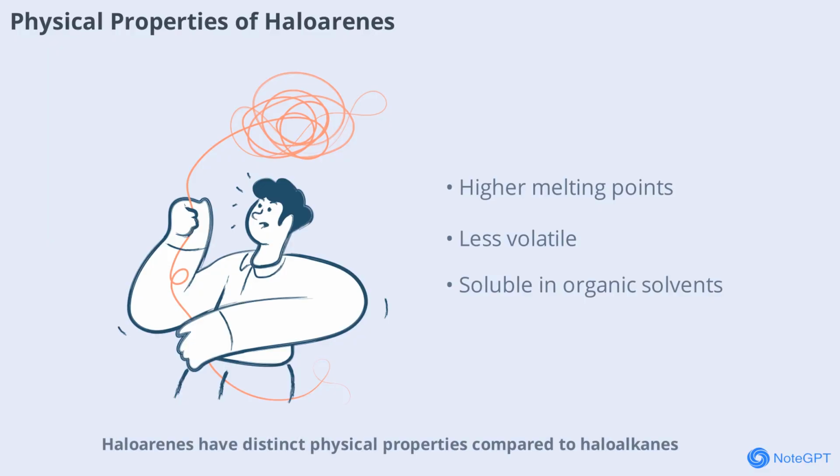Haloarenes have distinct physical properties compared to haloalkanes. They are generally less volatile and have higher melting and boiling points due to the aromatic ring stability. Haloarenes are insoluble in water but dissolve well in organic solvents. These properties are important for their use in industrial processes and for their identification in the laboratory.